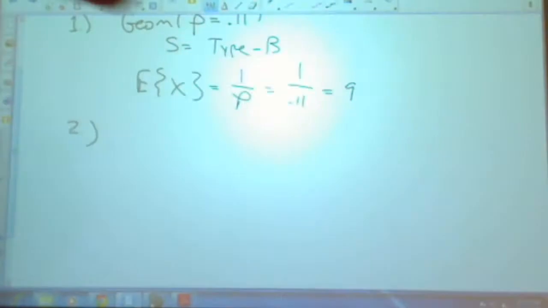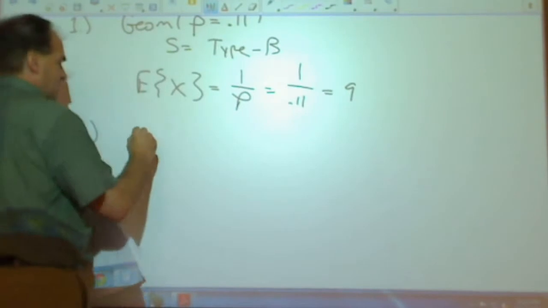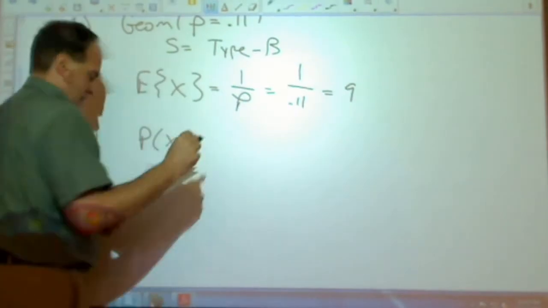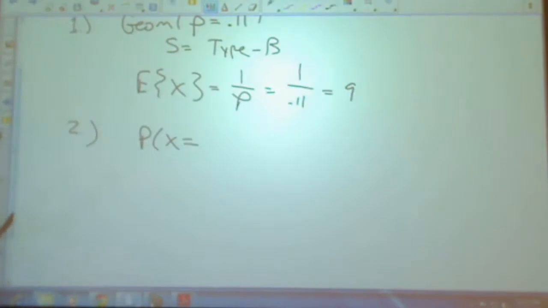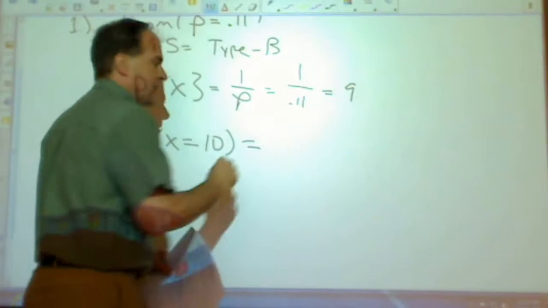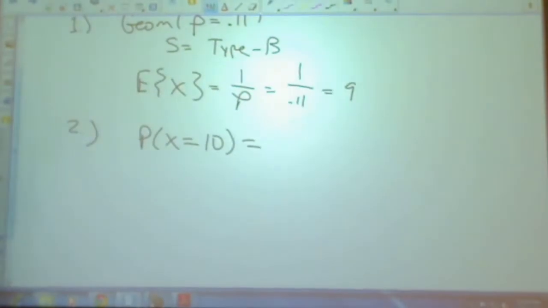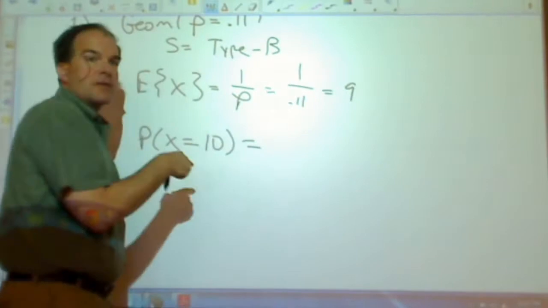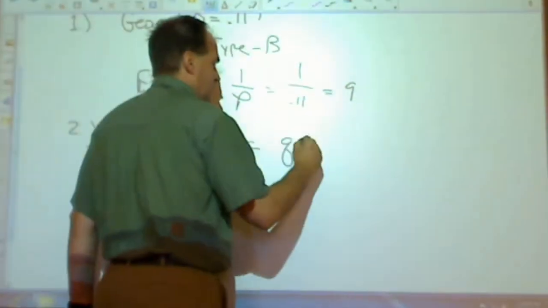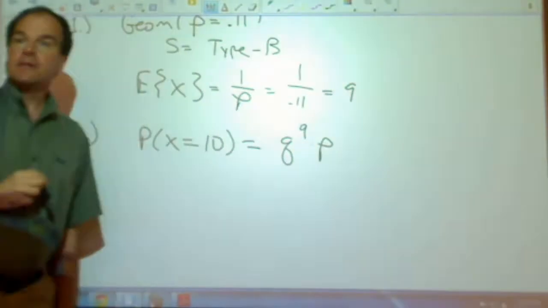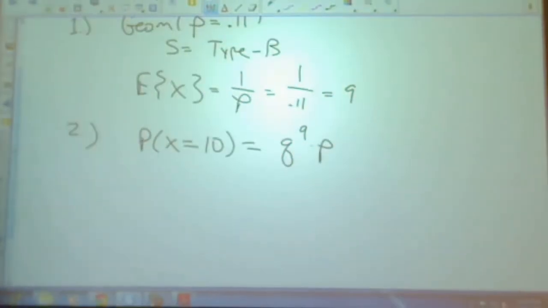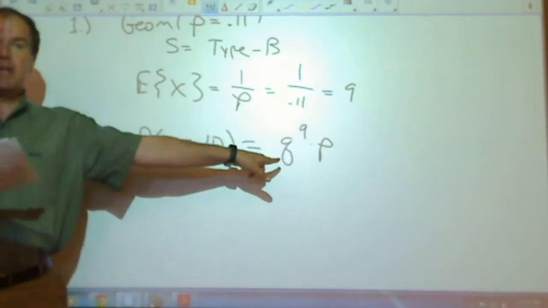Number 2, what's the probability that the 10th blood donor is the first? Okay, nope. Still geometric, because they're talking the first type B. Well, the distinction here is now they want a probability. And they want the 10th, so x equals 10. So 10th till I get my first success, that means we had 9 failures and 1 success on the 10th time. It's geometric, so we don't have that combination nonsense.